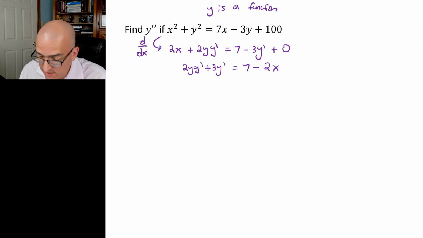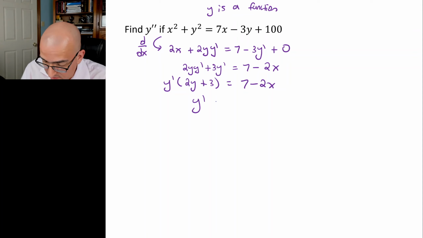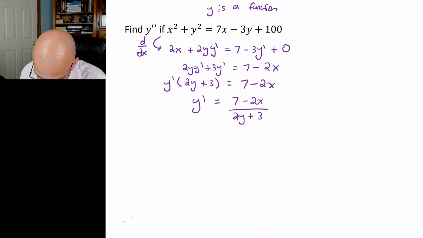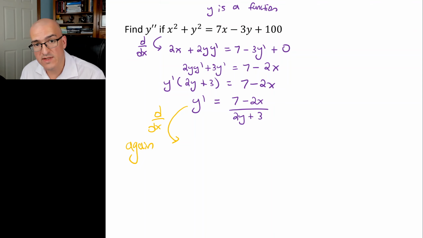Now I'm going to common factor y prime out. So we get 2y plus 3 equals 7 minus 2x. Then do one more thing, divide both sides by that bracket term to get y prime all by itself. So now we don't have y double prime, we have y single prime. Now we're going to take the derivative again on both sides. The derivative of y prime is y double prime.